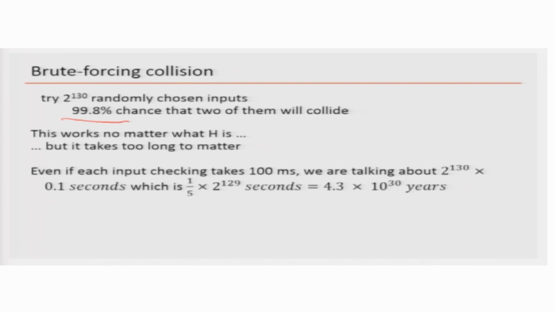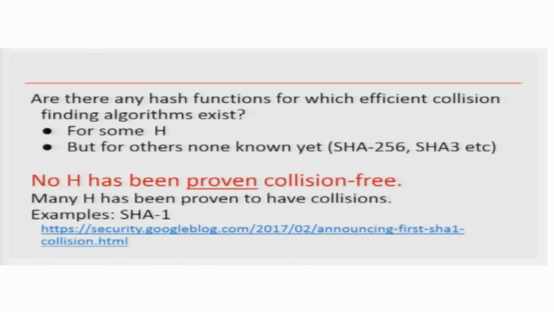The point is that suppose each input and making the hash of it takes, let us say, 100 milliseconds, then we are talking about 2 to the 130 times 0.1 second, which I computed approximately will become 4 times 10 to the 30 years. That is a huge number of years it will take to try this, right. So, it should not be possible to brute force the collision. Unless you find some weakness in the hash function's construction itself, it should not be possible to find the collision by just a brute force method.